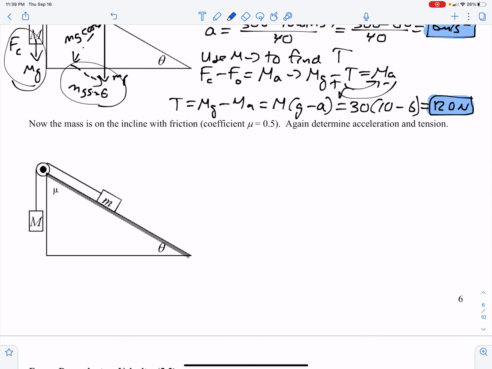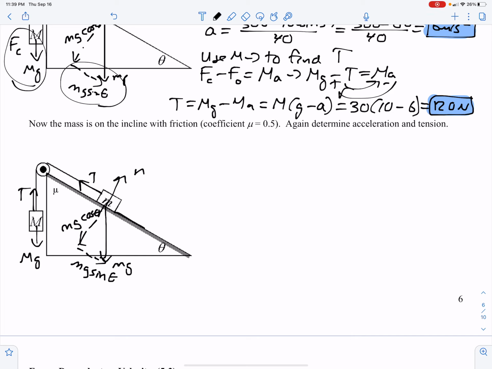Let's repeat the exact same question, but with friction. We have big Mg going down, tension going up the plane, normal force going out of the plane, mg going straight down. mg cosine balances the normal force, mg sine goes down the plane, and friction also goes down the plane. But now friction is mu times the normal force, and the normal force is mg cosine, since those two are balanced. I'm just making that substitution right now.